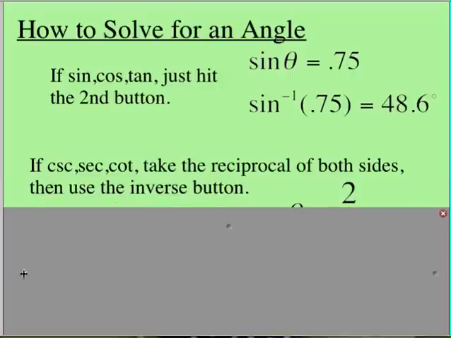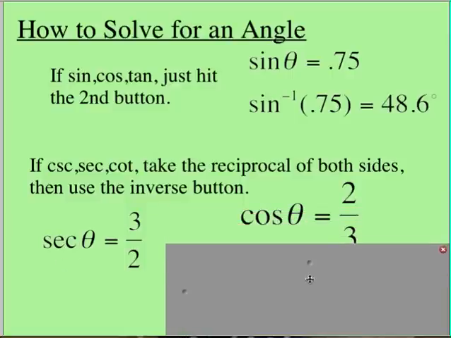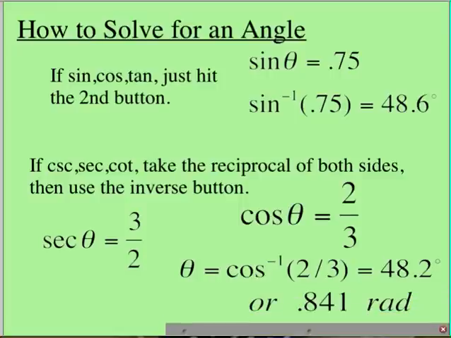So what I mean by that is if I have secant of theta equals 3/2, I'm first going to change that to a cosine and then take the reciprocal of the right side as well. So that means the cosine of theta equals 2/3. Well, now I can use my calculator just by hitting the second button. And then you have to pay attention to whether we want your answer in degrees or radians. If you're in degree mode, you should get 48.2. If you're in radian mode, you should get 0.841 radians.